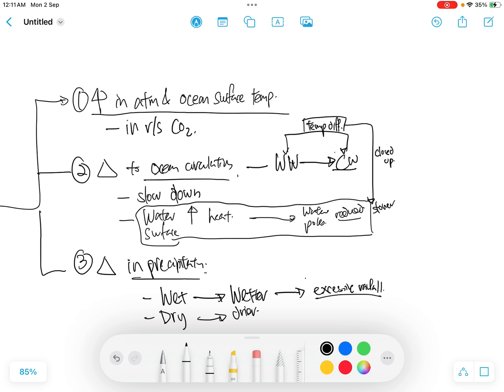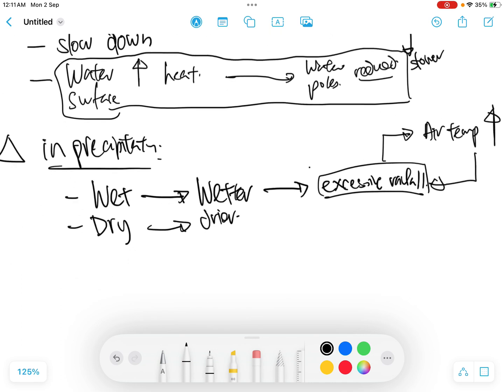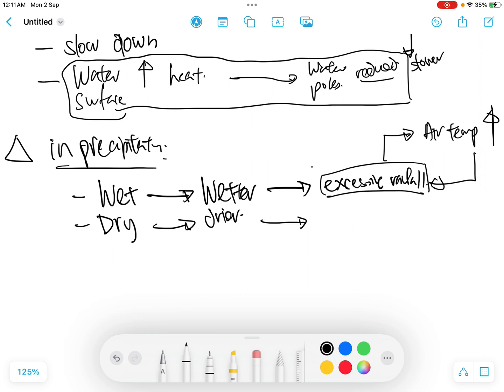What causes rainfall? It is because of air temperature, right? When air temperature increases, it actually leads to excessive rainfall. And on the other hand, when it is already dry, but there is higher temperature, it makes the dry area even drier because of high temperature. So what will that lead to? It will lead to droughts. This is learned in your Sec 1, so I will not touch too much on that.